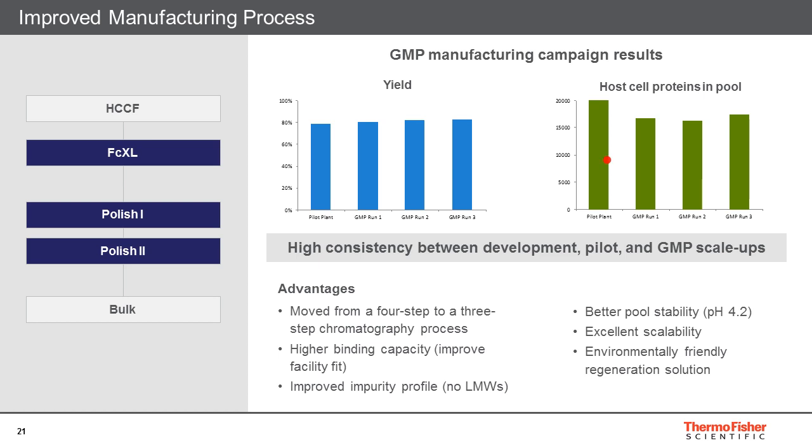The big advantage for Roche in this case was that, because of the higher purity and the low molecular weight contaminants which were removed by introducing the FC Excel step, they could reduce their process to 3 steps. So they could move from a 4-step to a 3-step process. They had a higher binding capacity using this resin, which improved their facility fit, and they had an improved impurity profile, with no low molecular weight contaminants. A better pool stability because they could elute with the FC Excel at a higher elution pH, excellent scalability, and they could also return to a more environmentally friendly regeneration solution.